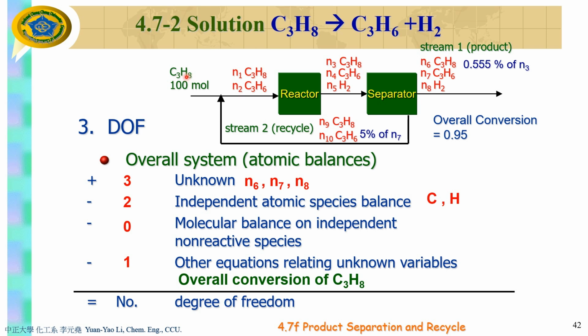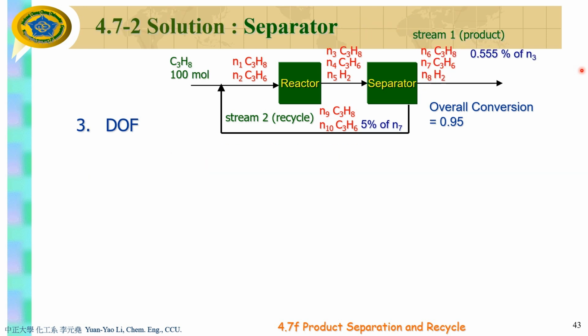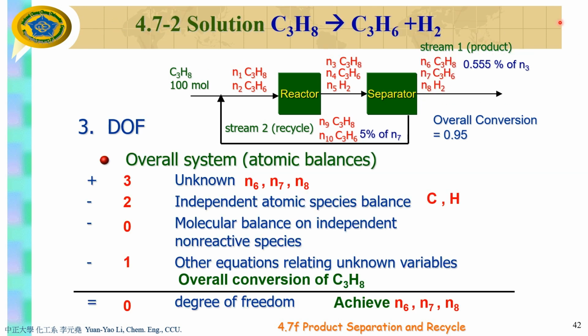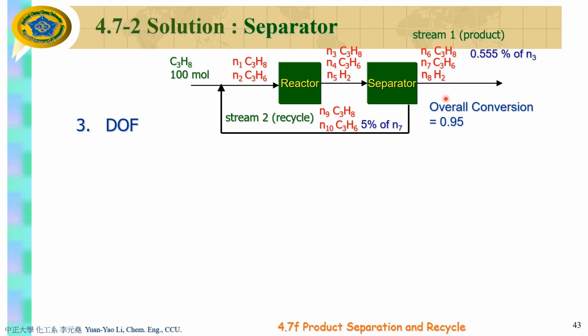Sorry, so that's right. Okay. So you have 3 equations and 3 unknowns. Bingo, you can get N6, N7, and N8. And I change the color from red to blue. That means you already solved this problem. You already get the answer of these 3. Okay, and you do it step by step.